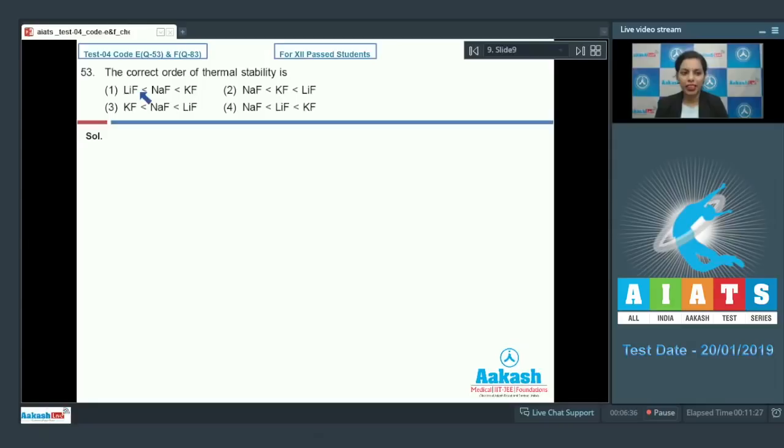Question number 53. The correct order of thermal stability is, we have lithium fluoride, sodium fluoride and potassium fluoride in all of these options. It means we have to compare the thermal stability of these three compounds. Thermal stability depends on the lattice enthalpy. The stronger the lattice is, the more lattice enthalpy is required to break it, and thermal stability is more for that particular compound.